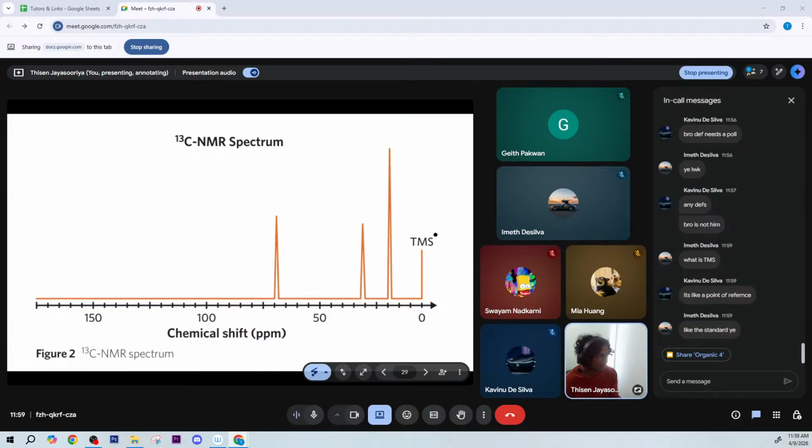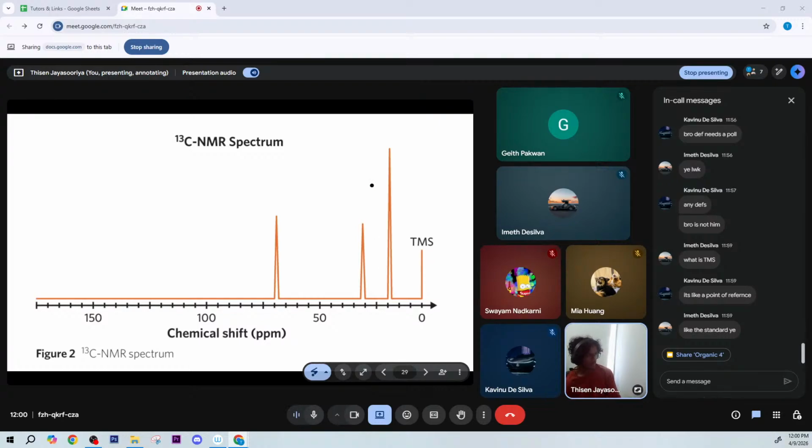Now, the TMS is basically our relative point. That's just where we begin from. Whatever the machine is calibrated to is the TMS. It's basically like our 0 point. I'm pretty sure TMS stands for something like tetramethyl something, but you don't need to know that. It's more about whether you can understand what the graph is trying to tell you here.